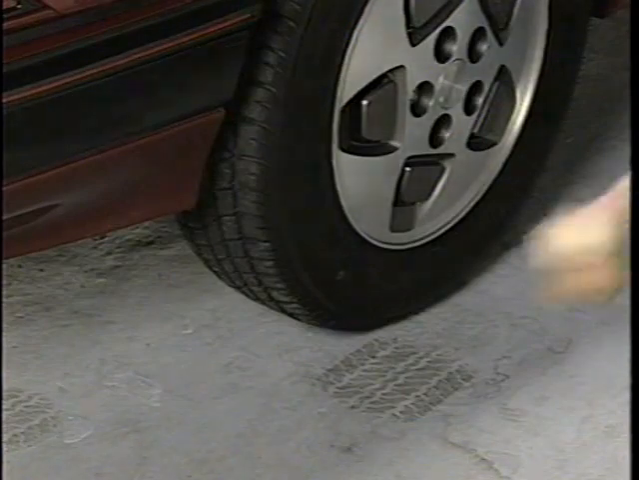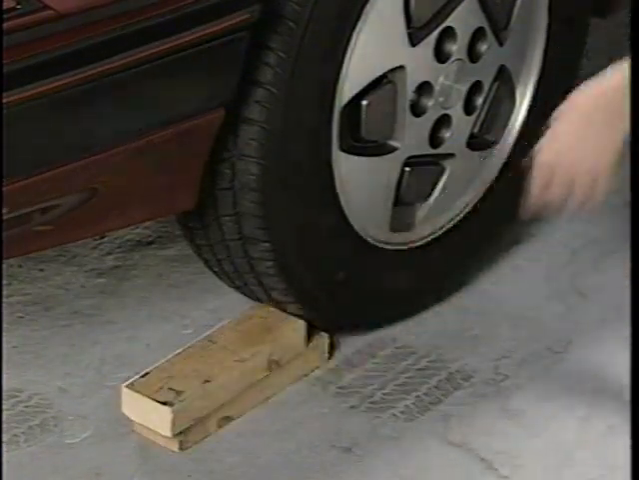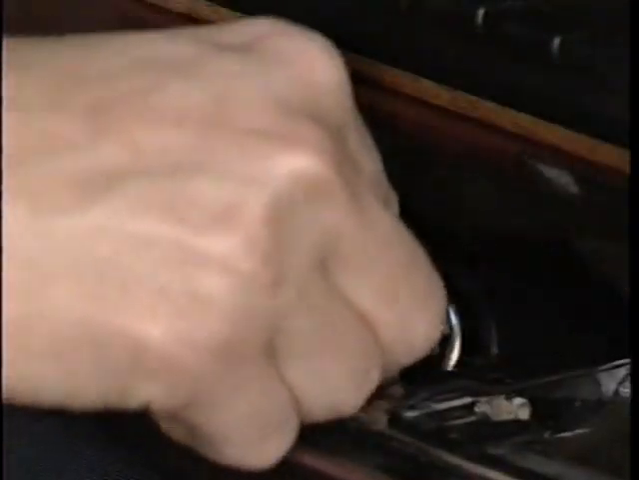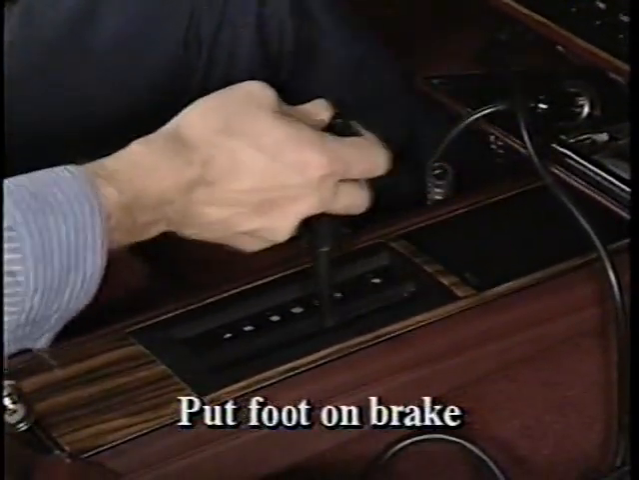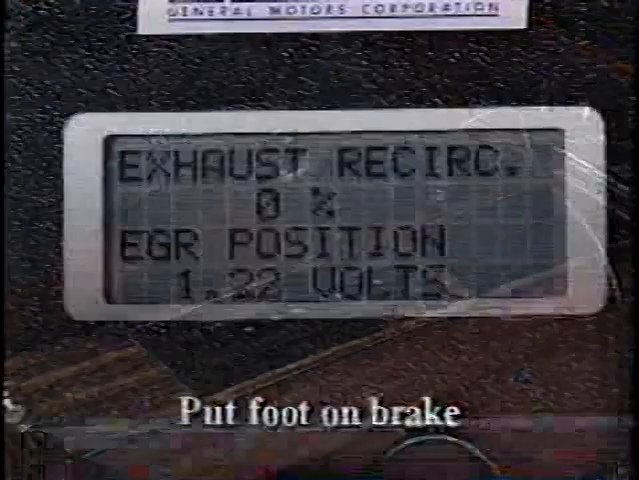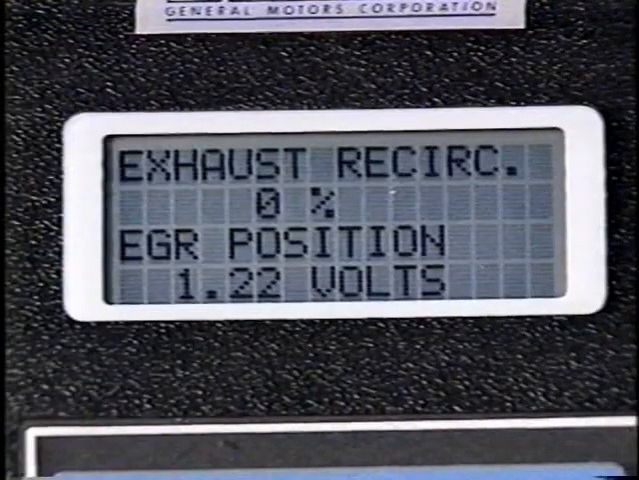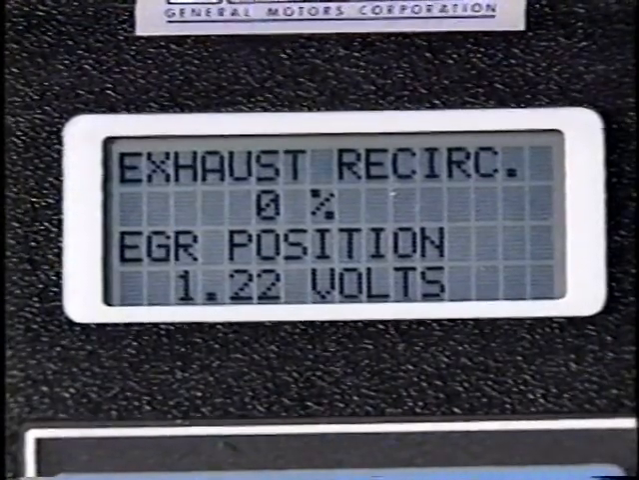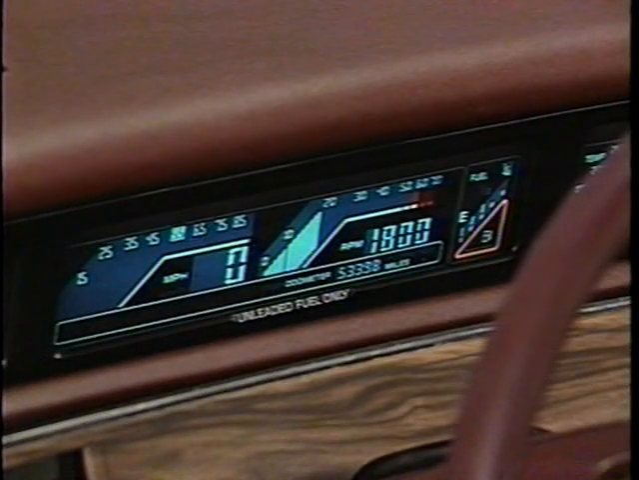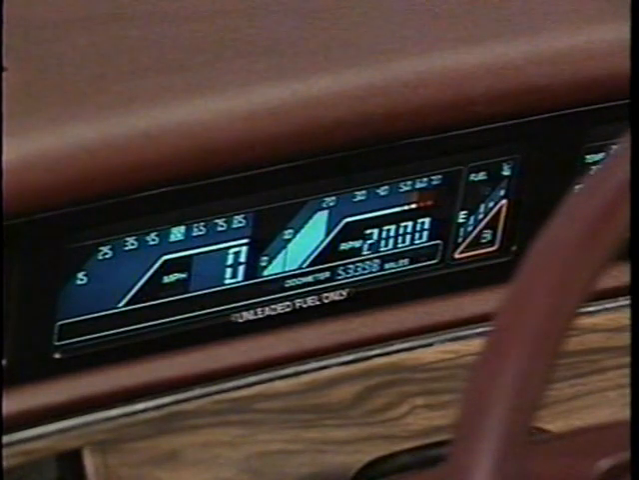To check the EGR system, begin by blocking the front wheels and setting the brake. Install your Tech 1. Start the engine. Warm to closed loop status and shift the transaxle to drive. Using custom data pairs, call up exhaust recirculation percent and EGR position. Now, you should slowly accelerate the engine while watching the data pair.